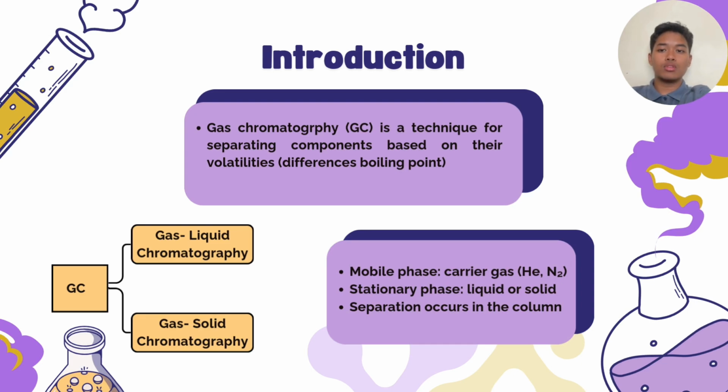Therefore, there are two types of gas chromatography that we need to know. First, gas liquid chromatography, GLC, where the mobile phase is a gas and the stationary phase is a liquid. Next, we have gas solid chromatography, GSC, where the mobile phase is a gas and the stationary phase is a solid.